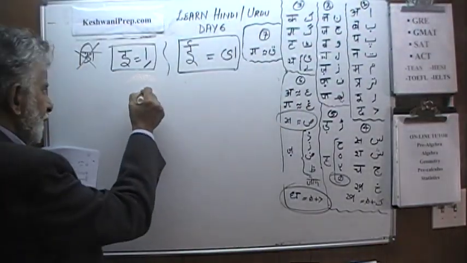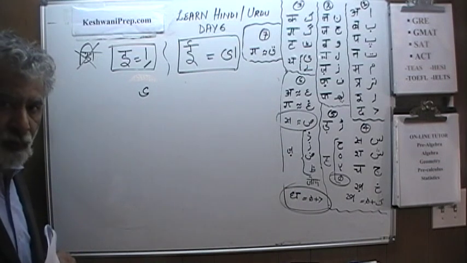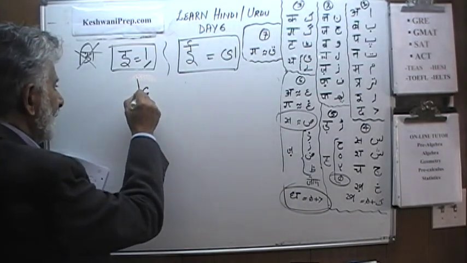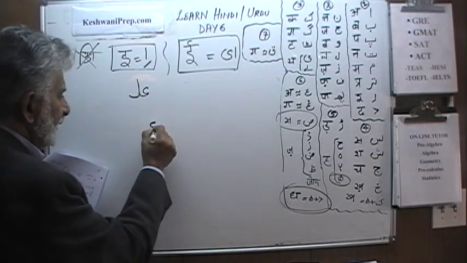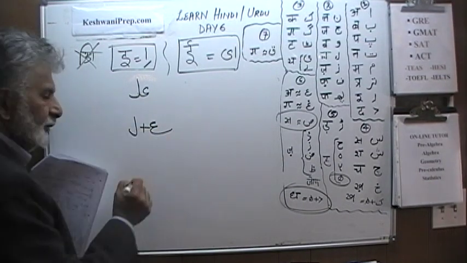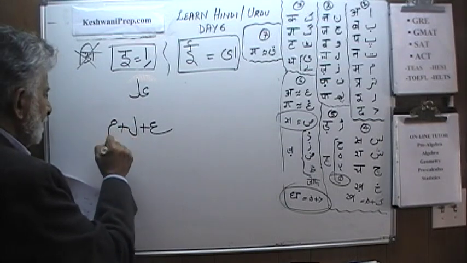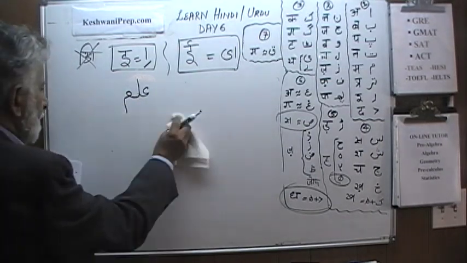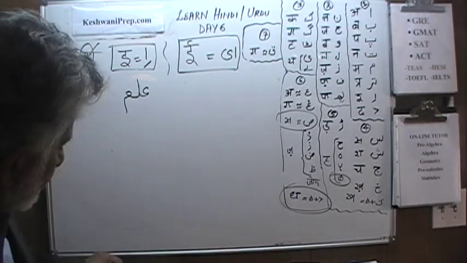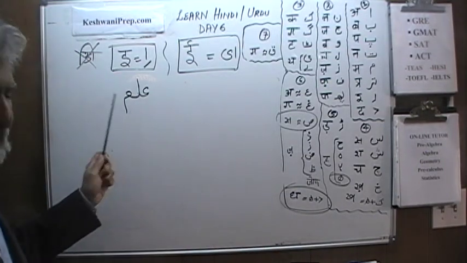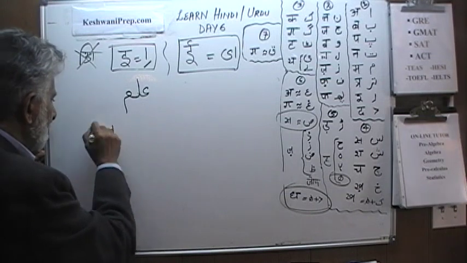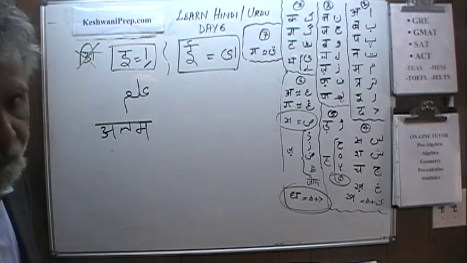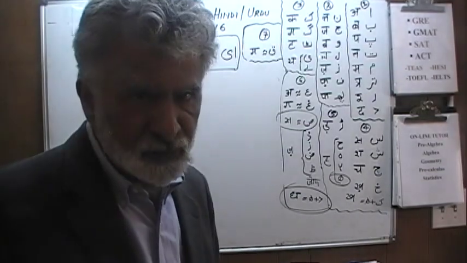So here is the ain. It's written in a short form because it's about to join something. It's going to join lam. That's the lam. So far we have ain plus the lam, and then it's going to join meem. Let's see what it looks like so far. If we were to write the same thing in Hindi, it reads alam.